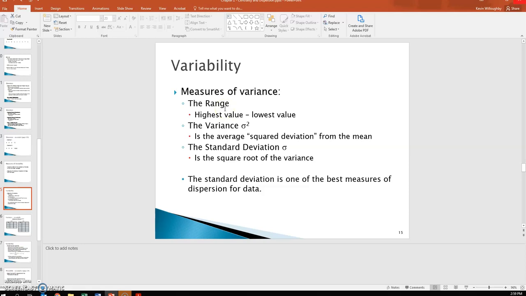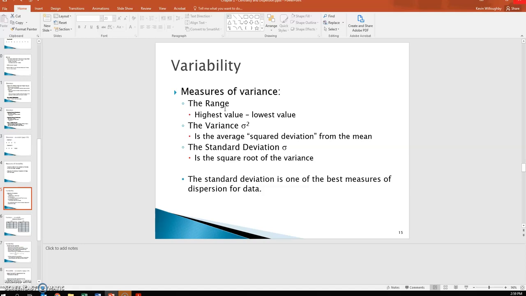The first one, the most basic one, is the range. It is simply the highest value minus the lowest value, or in Excel we can find the range by looking at the max and the min. So max minus min will give us the range.